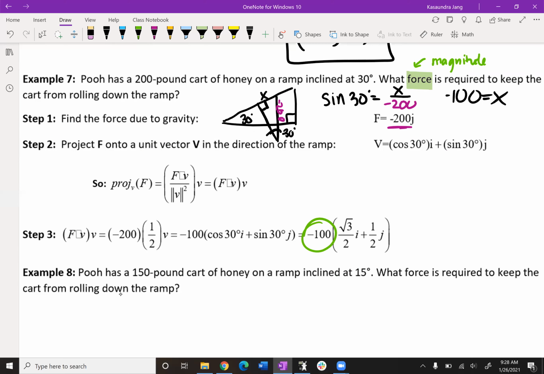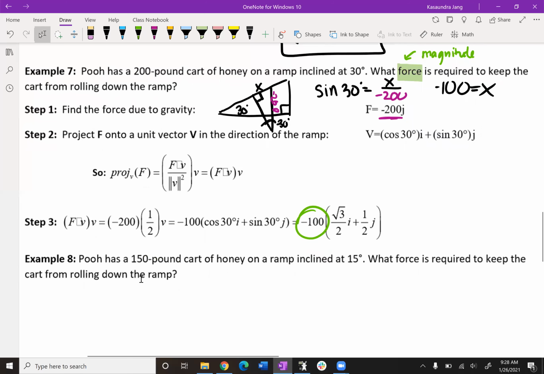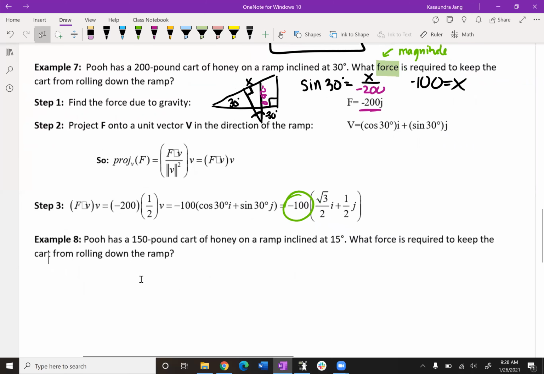All right, let's see if we can do this again though. Look at number 8. Very similar to number 7, different numbers. I don't care which method you use, I'm going to do the triangle one. Let's see if you can find the force, basically the magnitude, with the given information. I'm going to give you a second, then I'll start asking what we got.